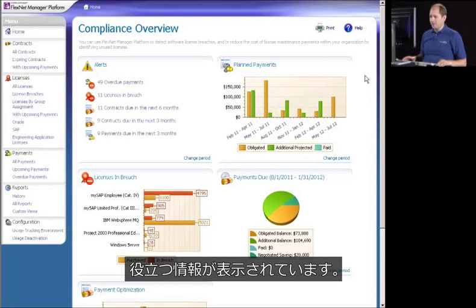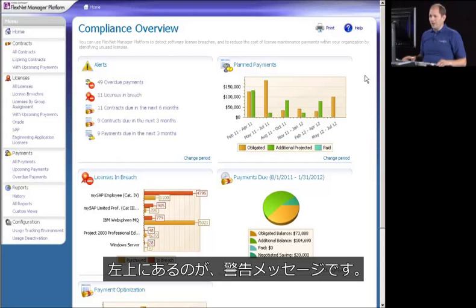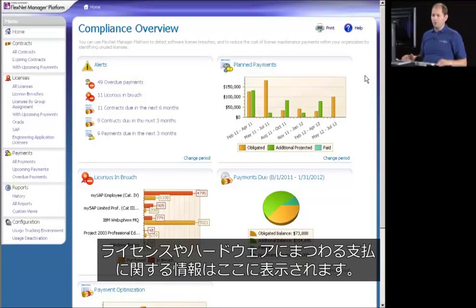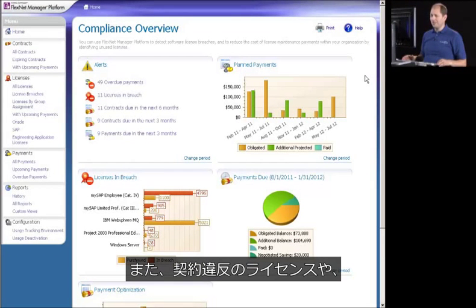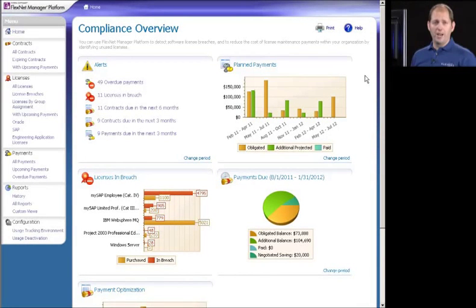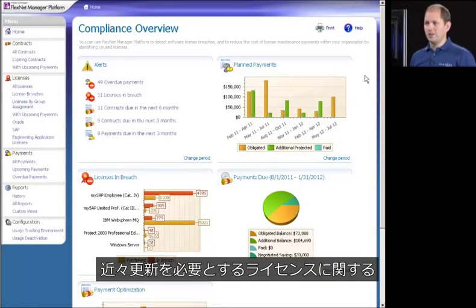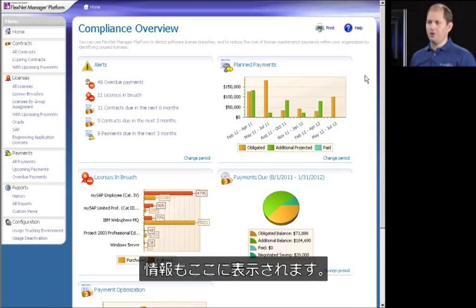in the asset management. So first of all, it highlights any alerts in the organization. So alerting to problems with potential payments on licenses or hardware assets. It also shows any licenses in breach and also indicates any contracts that are due for renewal soon so that you can start planning for those contract renewals.